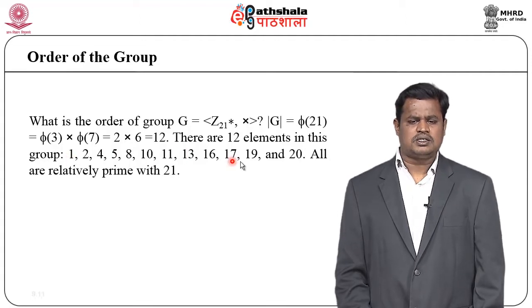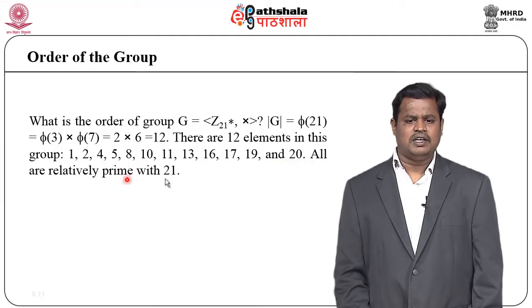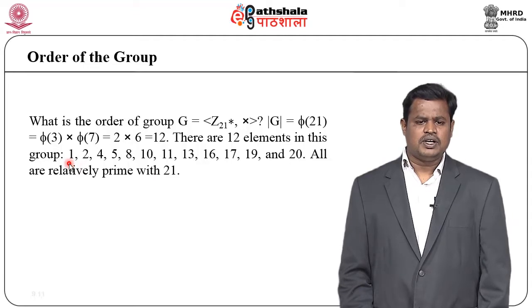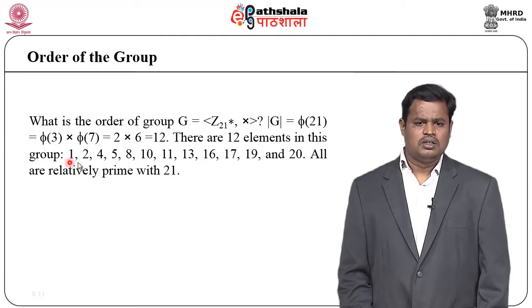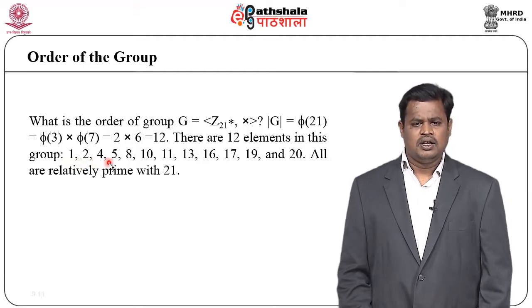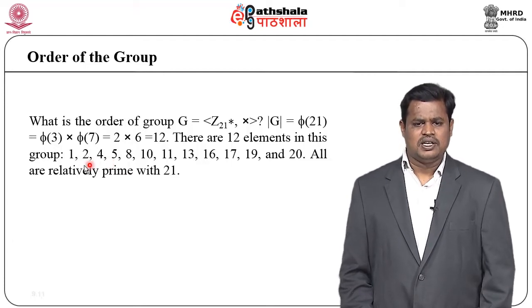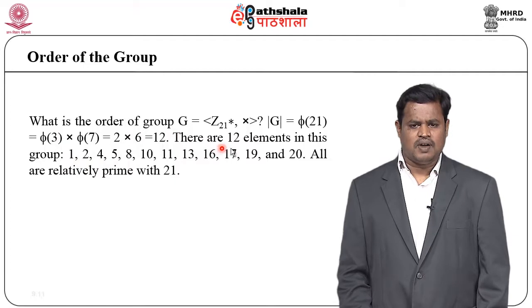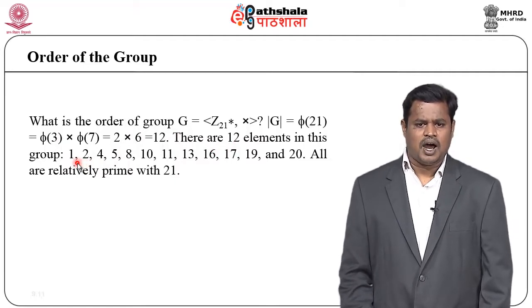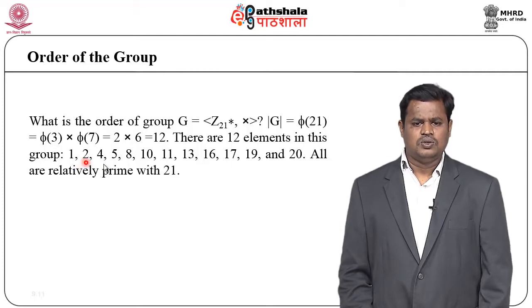We want to find all the elements of this particular group, and all of these are relatively prime with 21. So, GCD of 1 comma 21 is 1, GCD of 2 comma 21 is 1, GCD of 4 comma 21 is 1, and GCD of 5 comma 21 is 1. So, we can understand here the order of the group is 12, and the elements in the particular group are 1, 2, 4, 5, and so on.